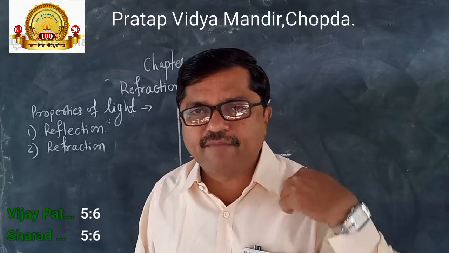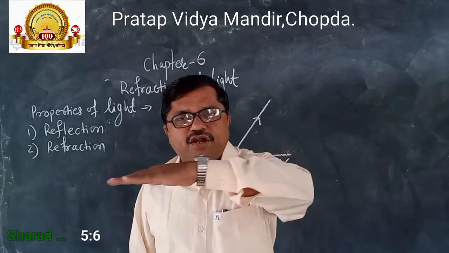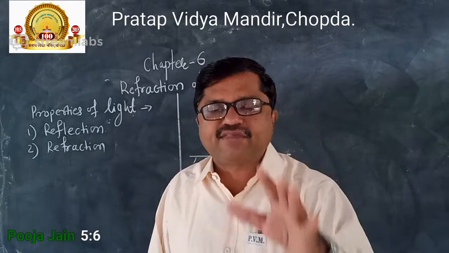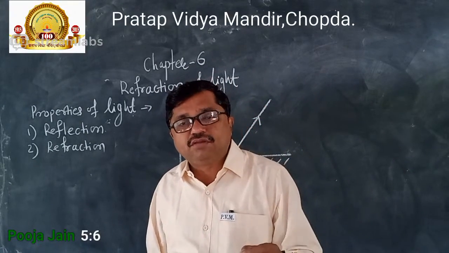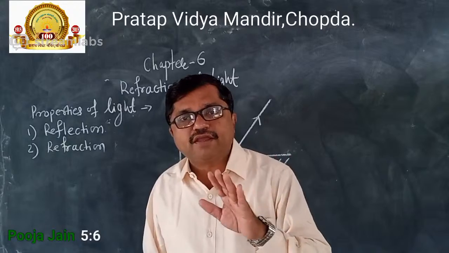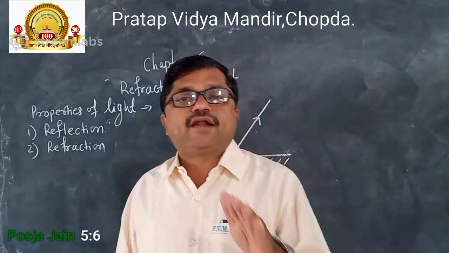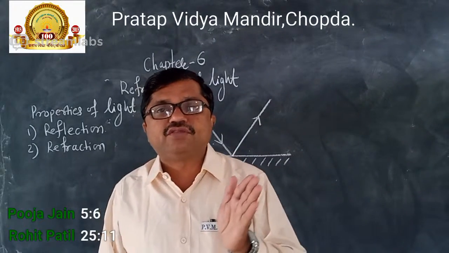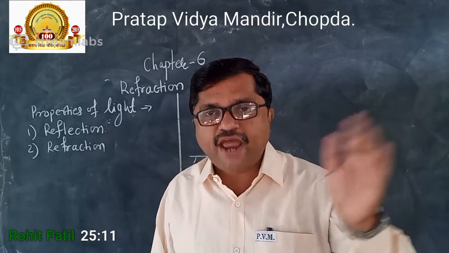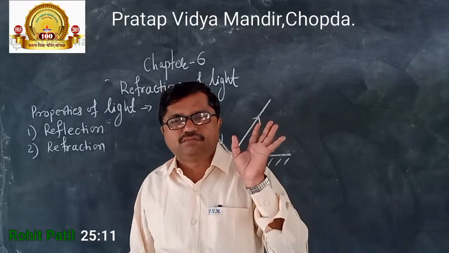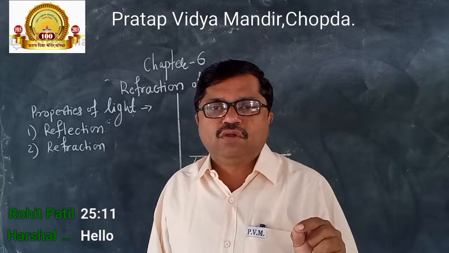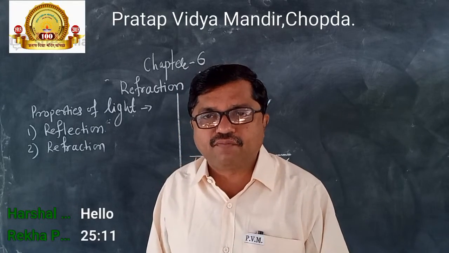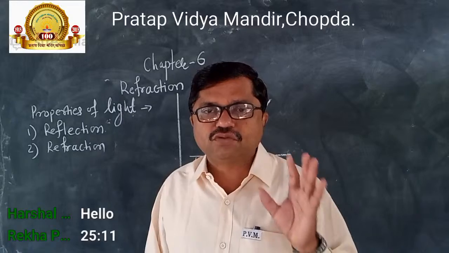What is reflection of light? I am repeating again. When a light ray is incident on a reflecting surface, just like a mirror, a shining surface which is reflecting, that light ray changes its direction. That light ray goes in another direction. This change in direction, when a light ray is incident on the reflecting surface, is called a reflection of light.